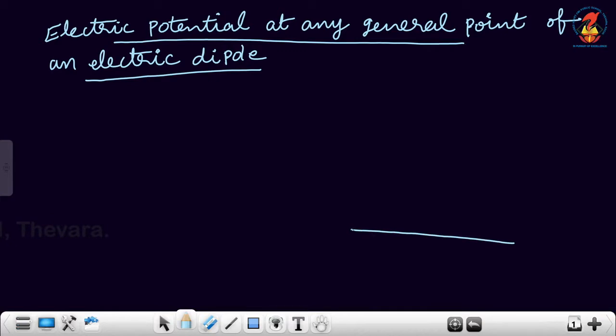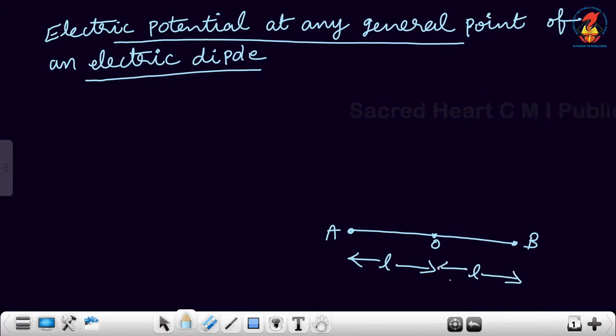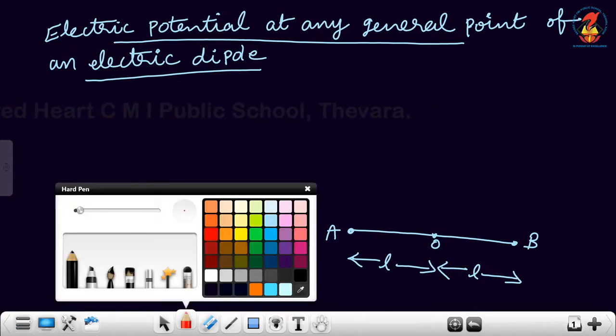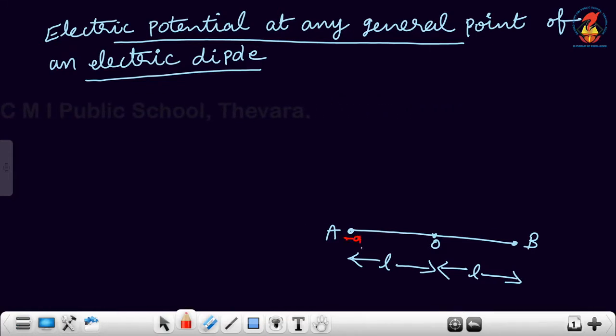Consider an electric dipole AB. The center of the dipole is O, so this distance is marked as L, and the distance from the center towards B is also marked as L. Now a charge negative Q is placed at the point A and positive Q is placed at the point B.